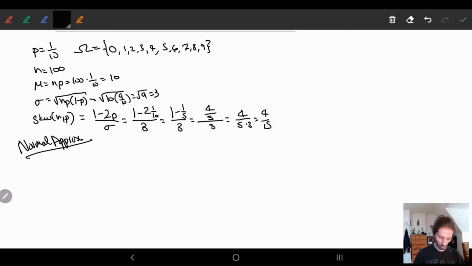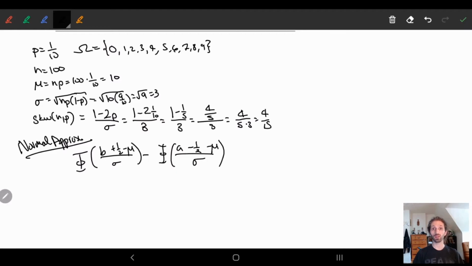And so here, remember what we want to calculate is phi of (b plus 1/2 minus mu) over sigma minus phi of (a minus 1/2 minus mu) over sigma, right? So what's our a and what's our b? In this case, our b is 4, because this is the max, and our a is 0. So we're just going to replace the b with a 4 and the a with a 0, and we're going to calculate.